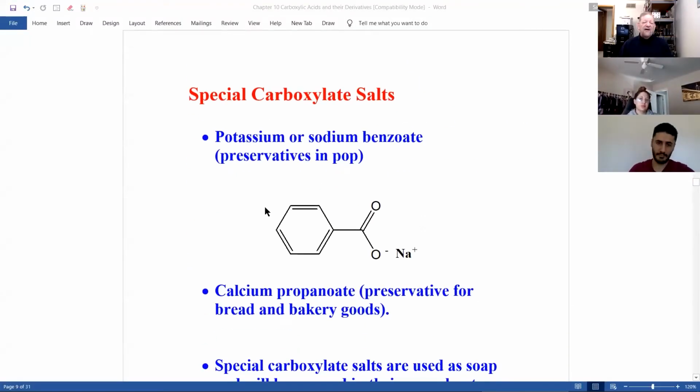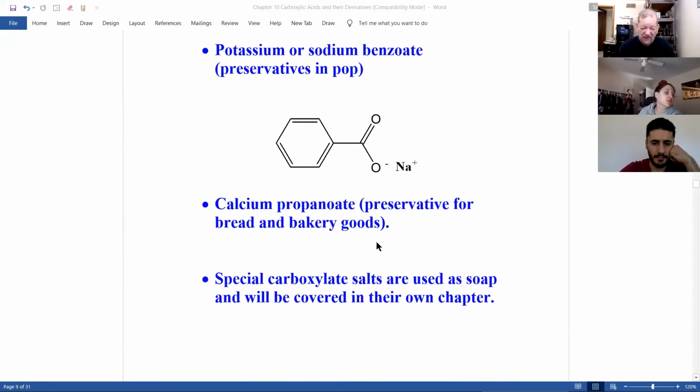All right, now, the switch is off, but I just thought it's important to make the point, why am I learning this? Real life examples. In pops, sodium benzoate, which we made earlier, is a preservative.